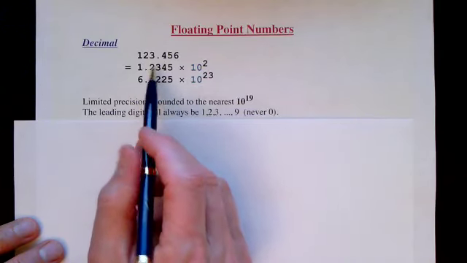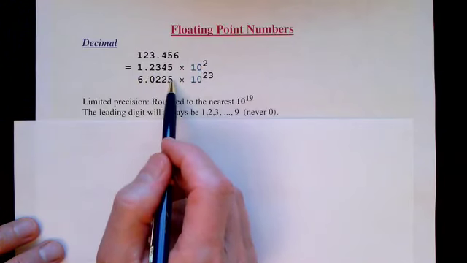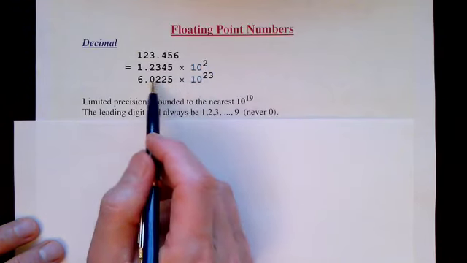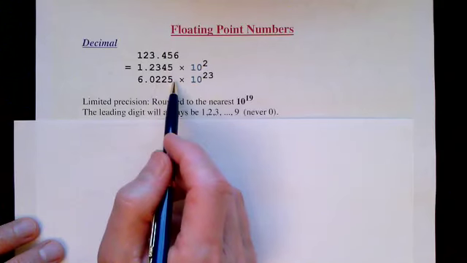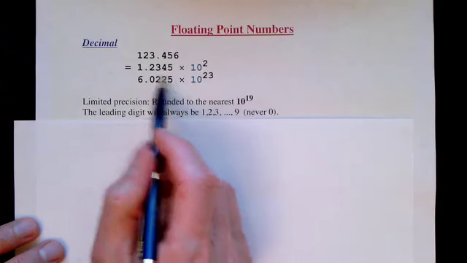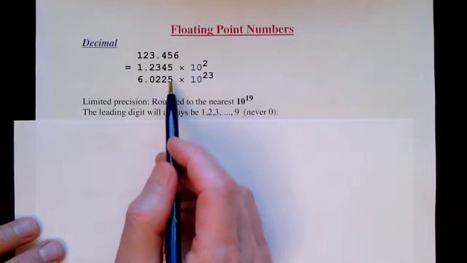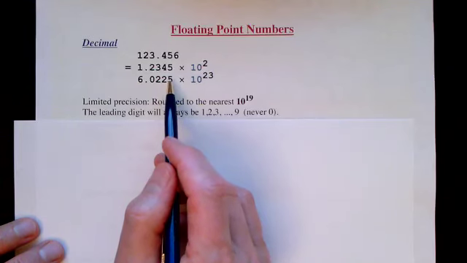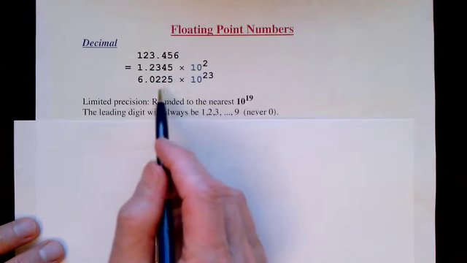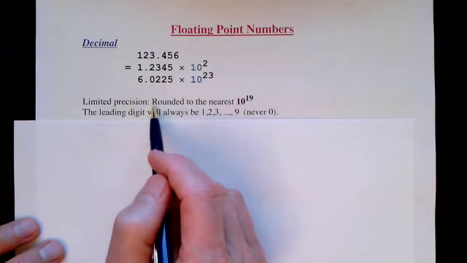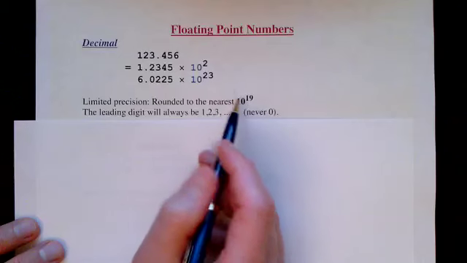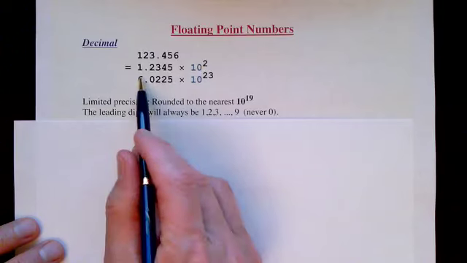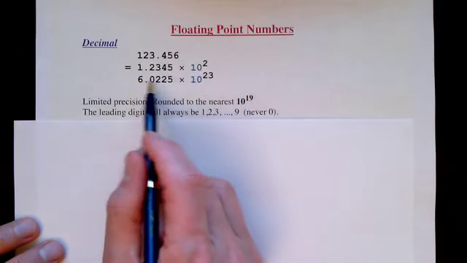Now, one thing about this notation is that we can represent very large numbers. This number here is just huge. Avogadro's constant is huge. And we're only representing it with a small number of digits, and therefore we're not representing it exactly. So we're limiting the precision. And in this case, we're rounding it to the nearest 10 to the 19th, in fact. Okay, so instead of having a number with 23 places, we've got a number with only 5 digits of accuracy.